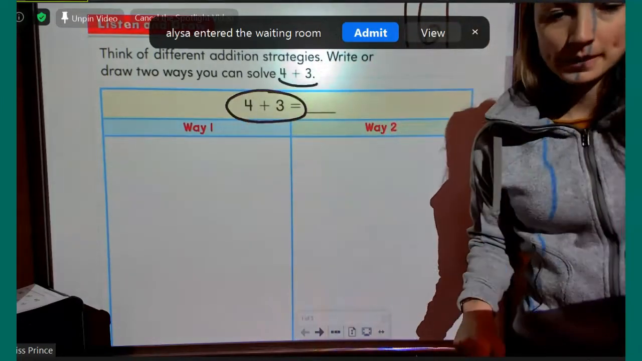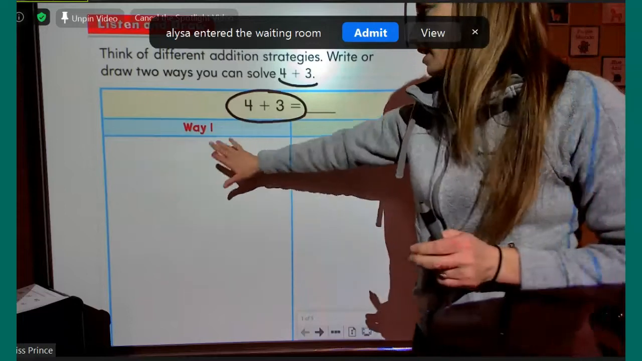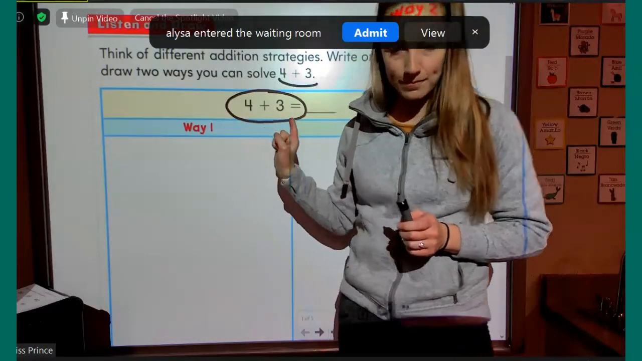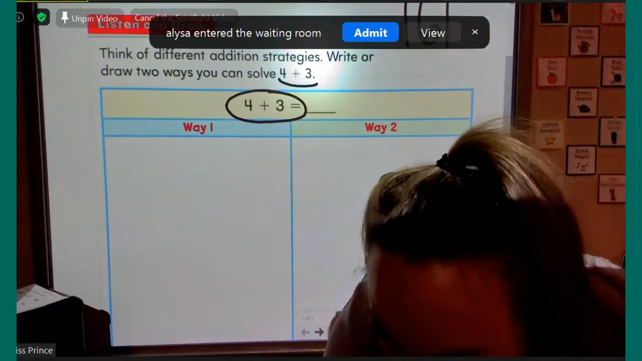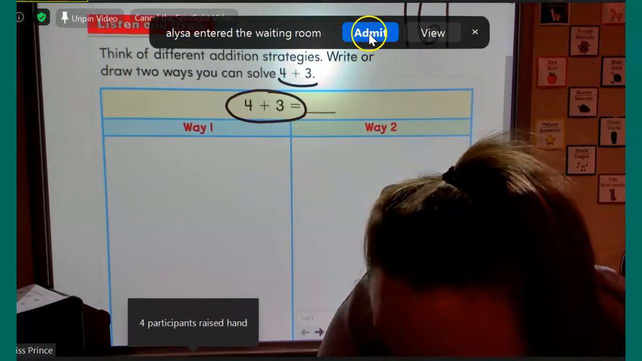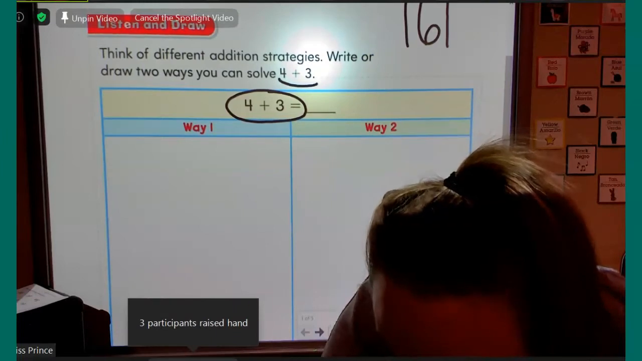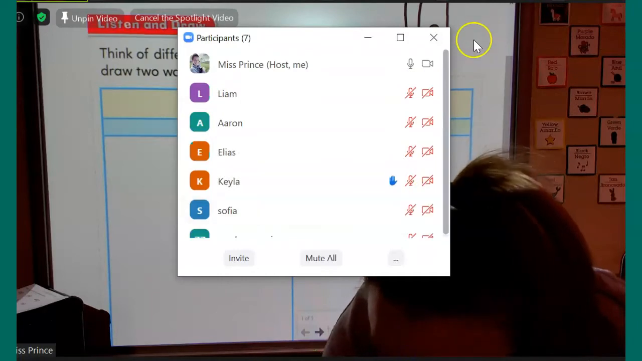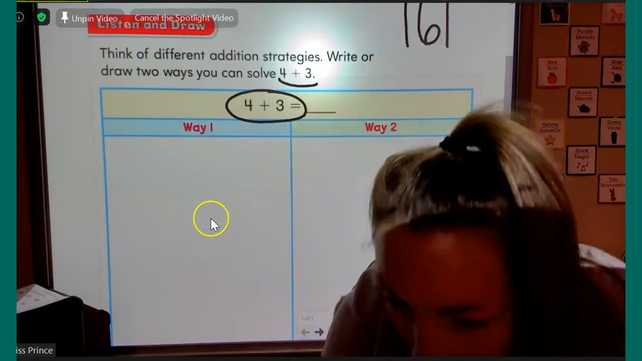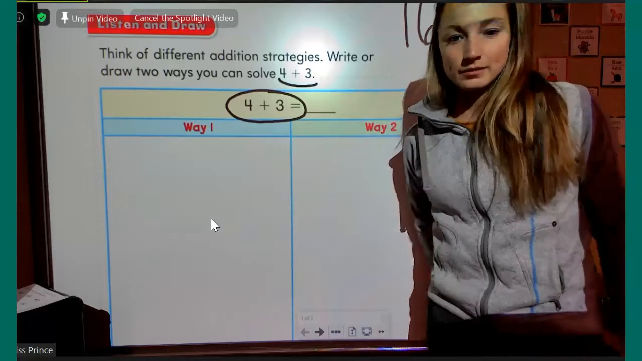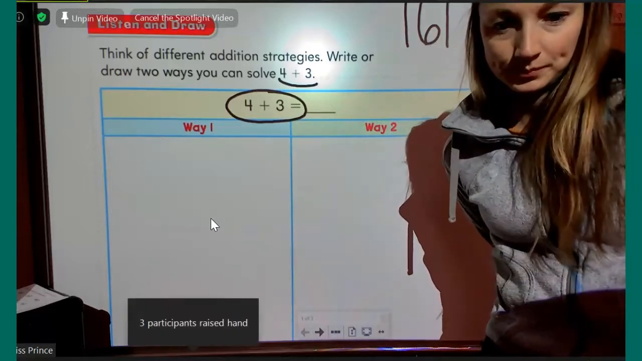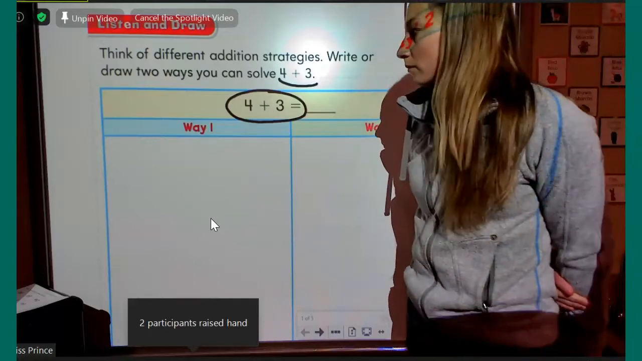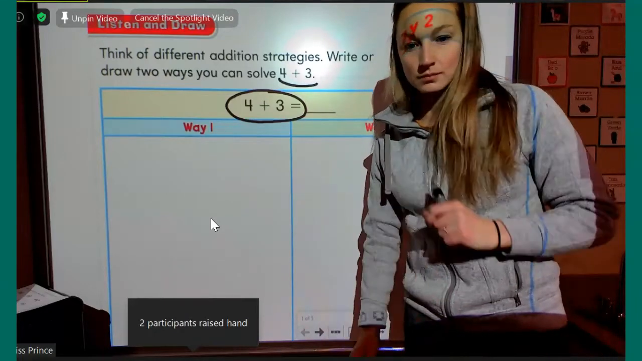Okay? So let's do the first way together. Who has an idea of how to solve 4 plus 3? I'm going to put all hands back down, and then I'm going to call on somebody. Who can help me solve 4 plus 3? Keela, can you give me one way? You can do the squares. So like the blocks? Yes.